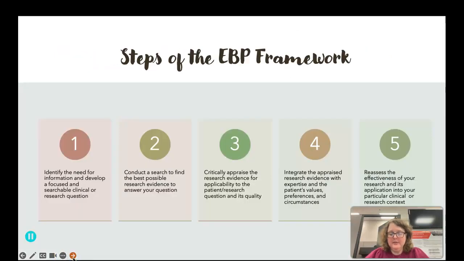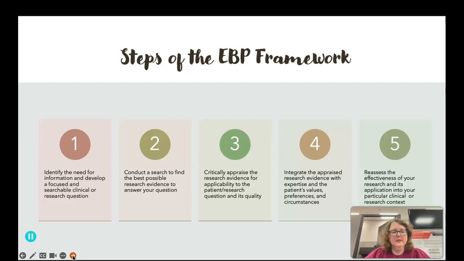There are certain steps taken as we explore evidence-based practice. We're going to be covering these in more depth through the course, but let's identify them now. The first is we identify the need for information and develop a focused and searchable clinical or research question. This means we need to have a question that is answerable in the context of the available evidence.